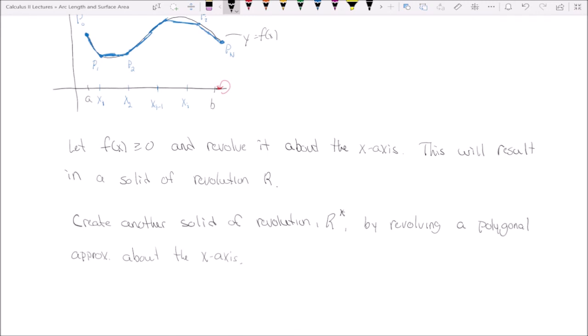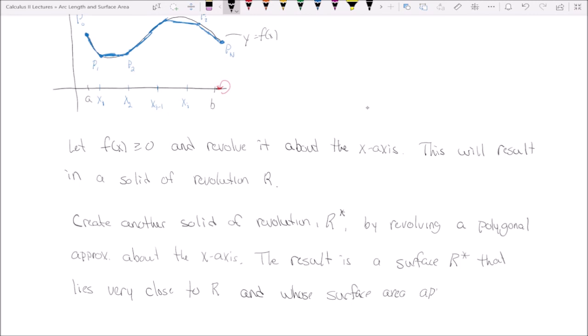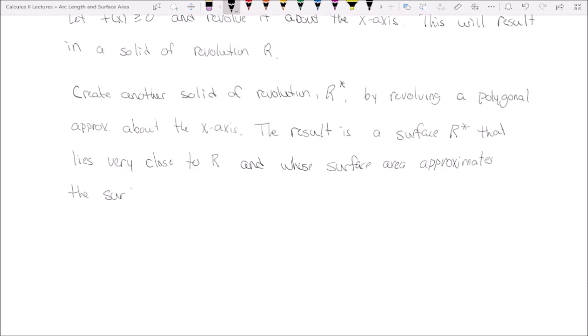Right, so the result is a surface, R star, that lies very close to R, and whose surface area approximates the surface area of R, which we shall call S, capital S.